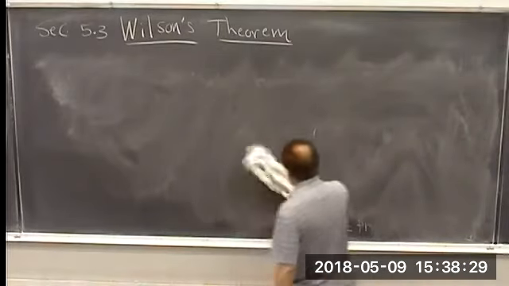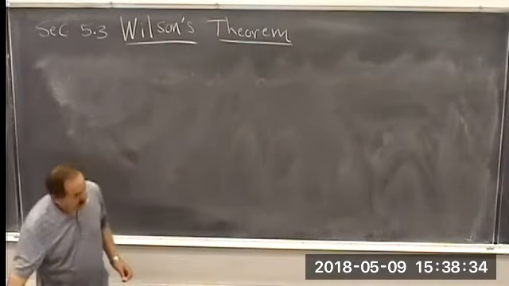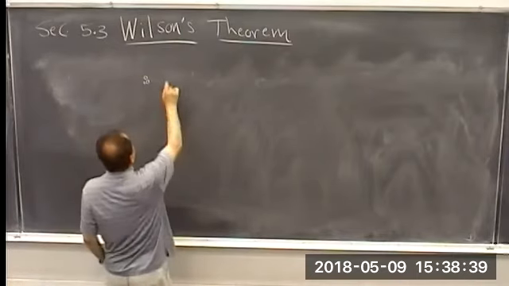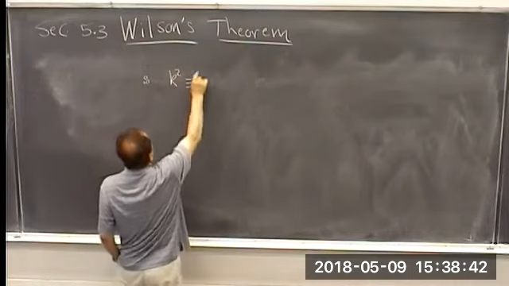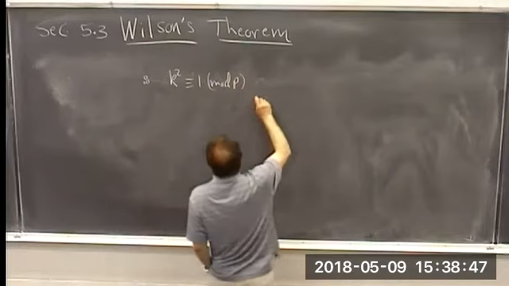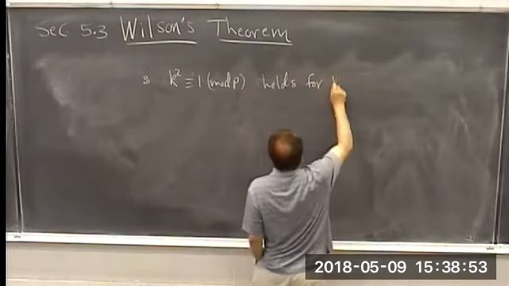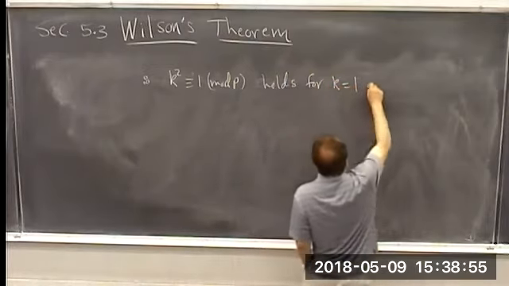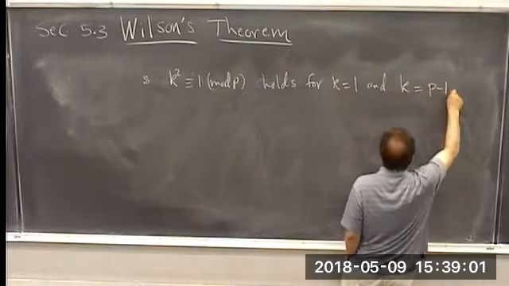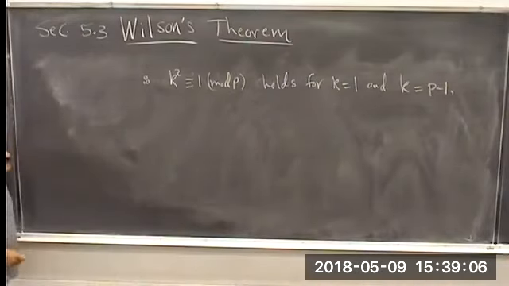Now, the net conclusion is therefore that k squared is congruent to 1 mod p holds for k equal 1 and k equal p minus 1. So these are their own inverses.